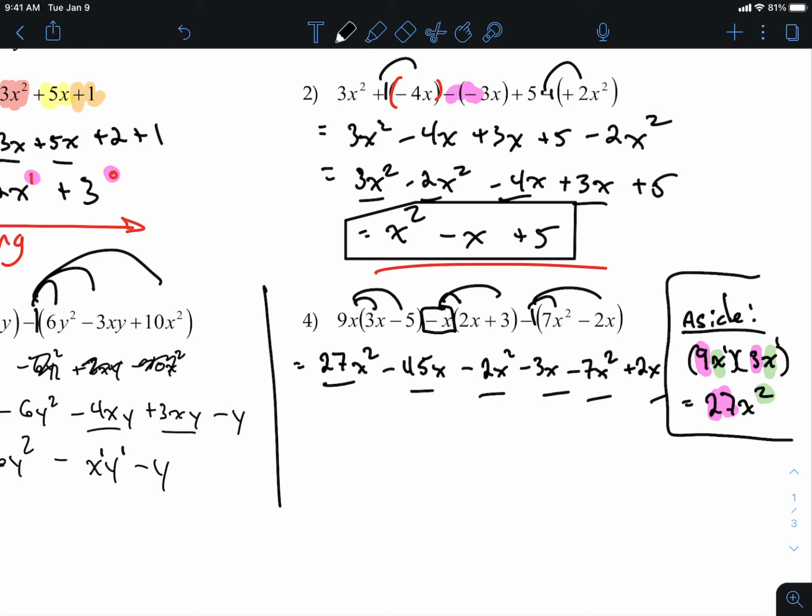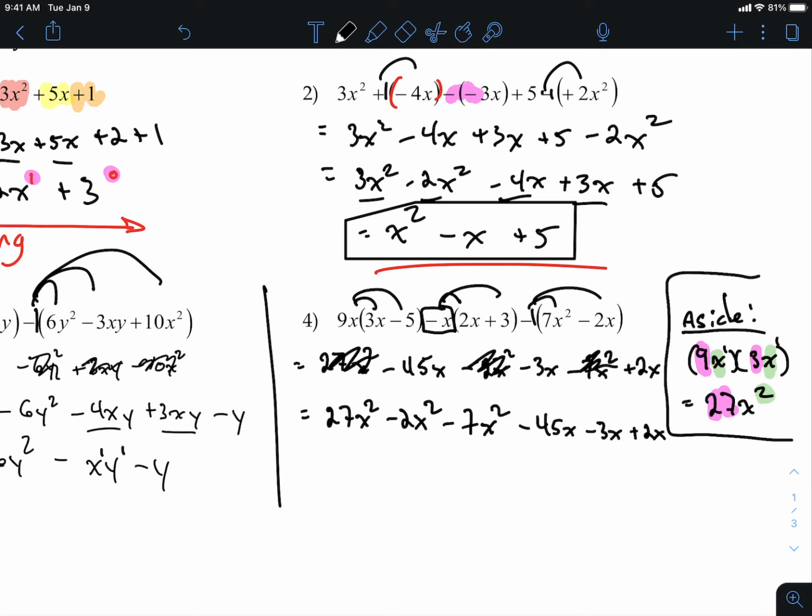And now we can just collect the like terms. Okay, so I'm just going to group. So I'm going to get 27x squared minus 2x squared minus 7x squared. What I like to do is I go find all the x squared terms. I write them first, and then I can scratch them out so that I know I've got them. And then minus 45x minus 3x plus 2x.